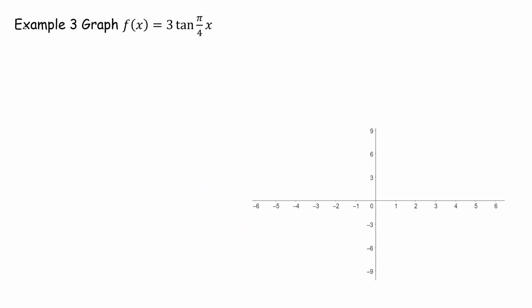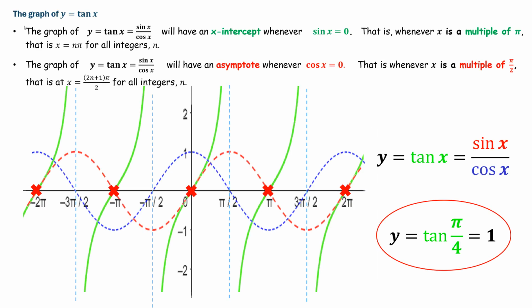Okay, so if we wanted to graph f of x equals 3 tangent pi over 4 times x, if we go back and look at the basic tangent function, it passes through 0, 0, and then on either side of the y-axis, it has asymptotes that are an equal distance away from the y-axis. And since the period of tangent is pi, you go pi over 2 to the right and pi over 2 to the left, and that's where that graph is located.